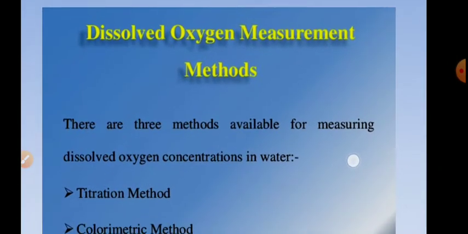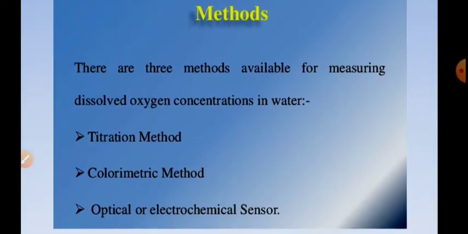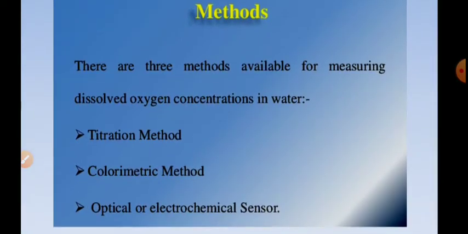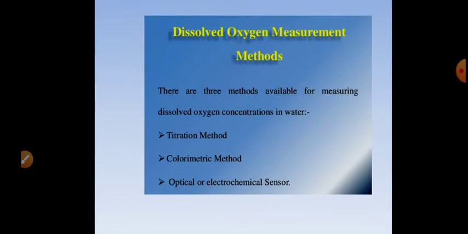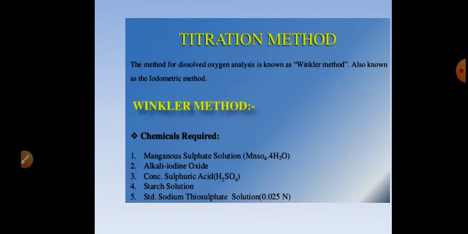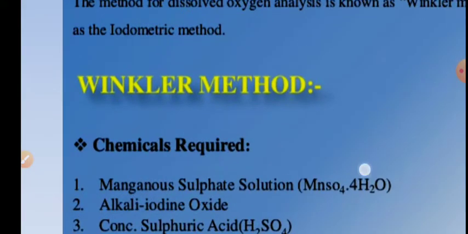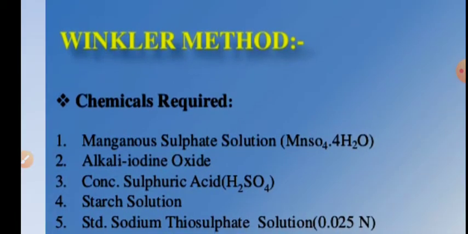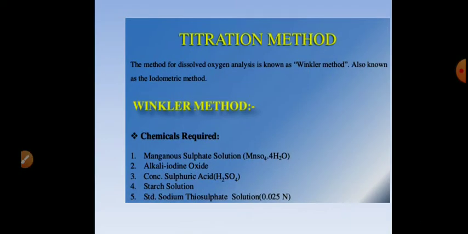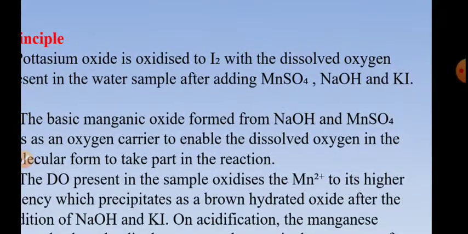How can we measure the amount of dissolved oxygen present in water? Either by titrimetric estimation using the iodometric principle, or by the colorimetric method, or by using electrodes or sensors. Today we are going to discuss estimation of dissolved oxygen by the titration method, that too Winkler's azide method. The chemicals required are MnSO4, alkali iodide azide solution, simply called alkali azide, concentrated sulfuric acid, starch and sodium thiosulfate.